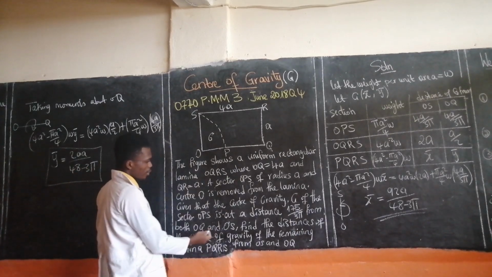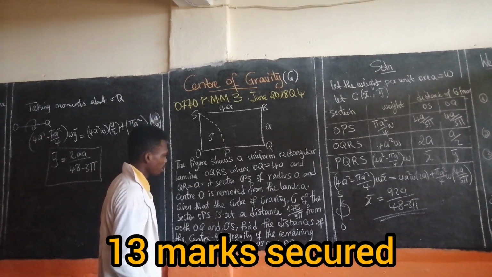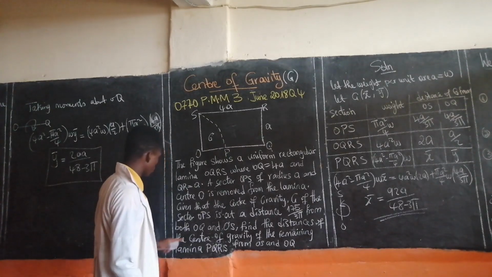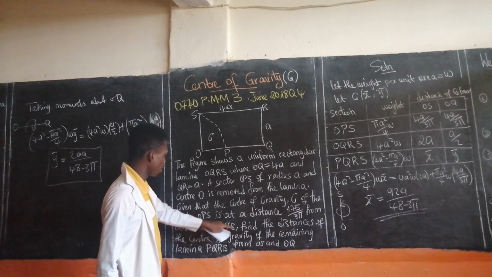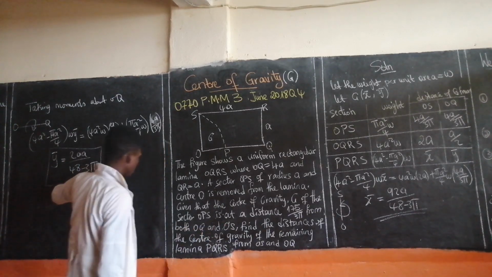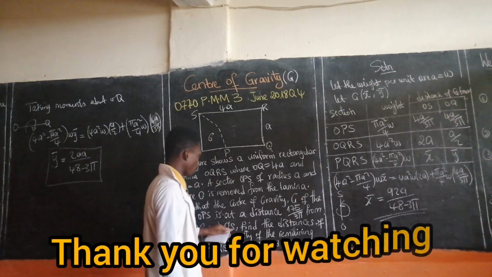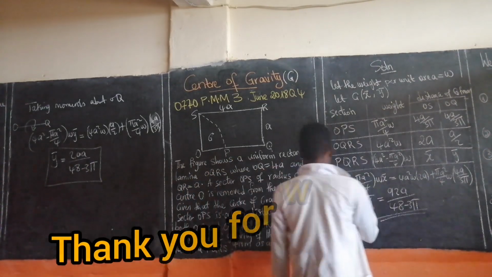In other words, that is it for the distance from both OQ and OS. The distance from OQ is the y coordinate of the center of gravity, and the distance from OS is the x coordinate of the center of gravity.